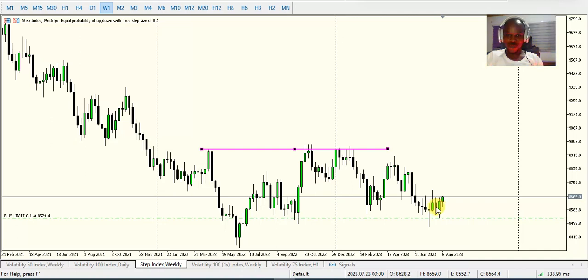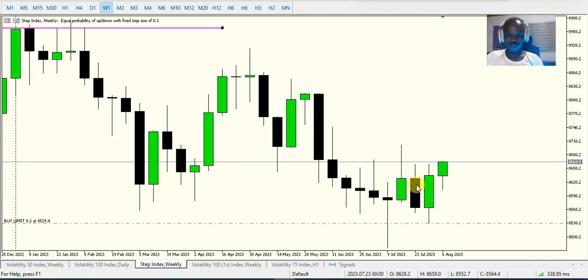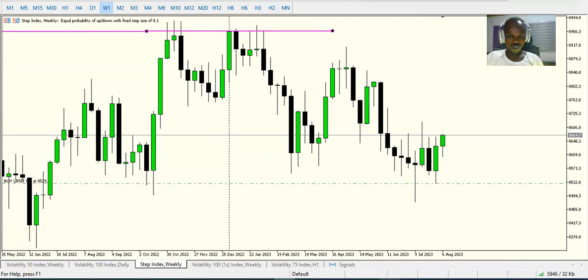What I saw two weeks ago was this particular bearish candle here. Let me zoom out. This bearish candle was what I saw when I looked at the chart. So I expected that the market had to do whatever it had to do on the lower side, and then we would see a reversal back up.